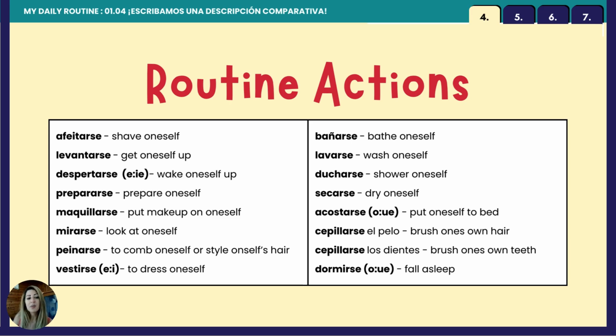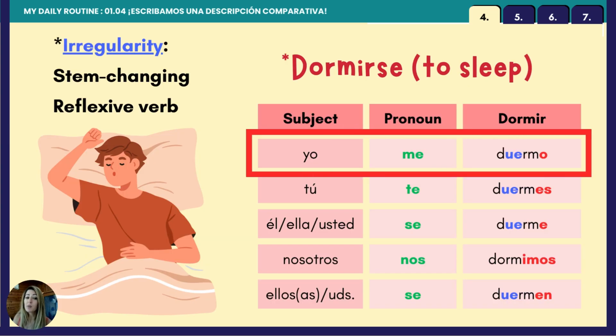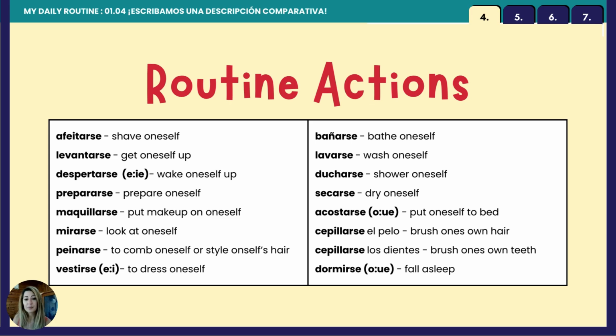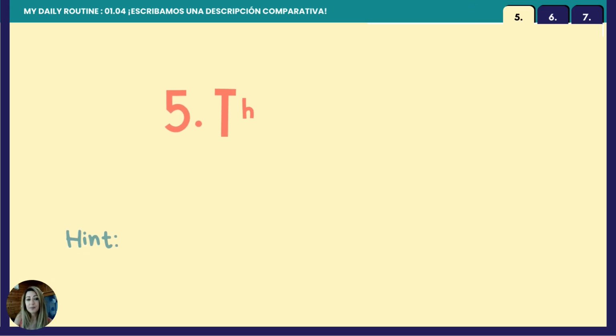Here are some examples of routine actions. If you notice, the se at the end implies they're reflexive. So you would need to use this pattern we just looked at with that pronoun before the verb. These words in blue are stem-changing verbs as well, so take that into consideration as you're conjugating your verbs.